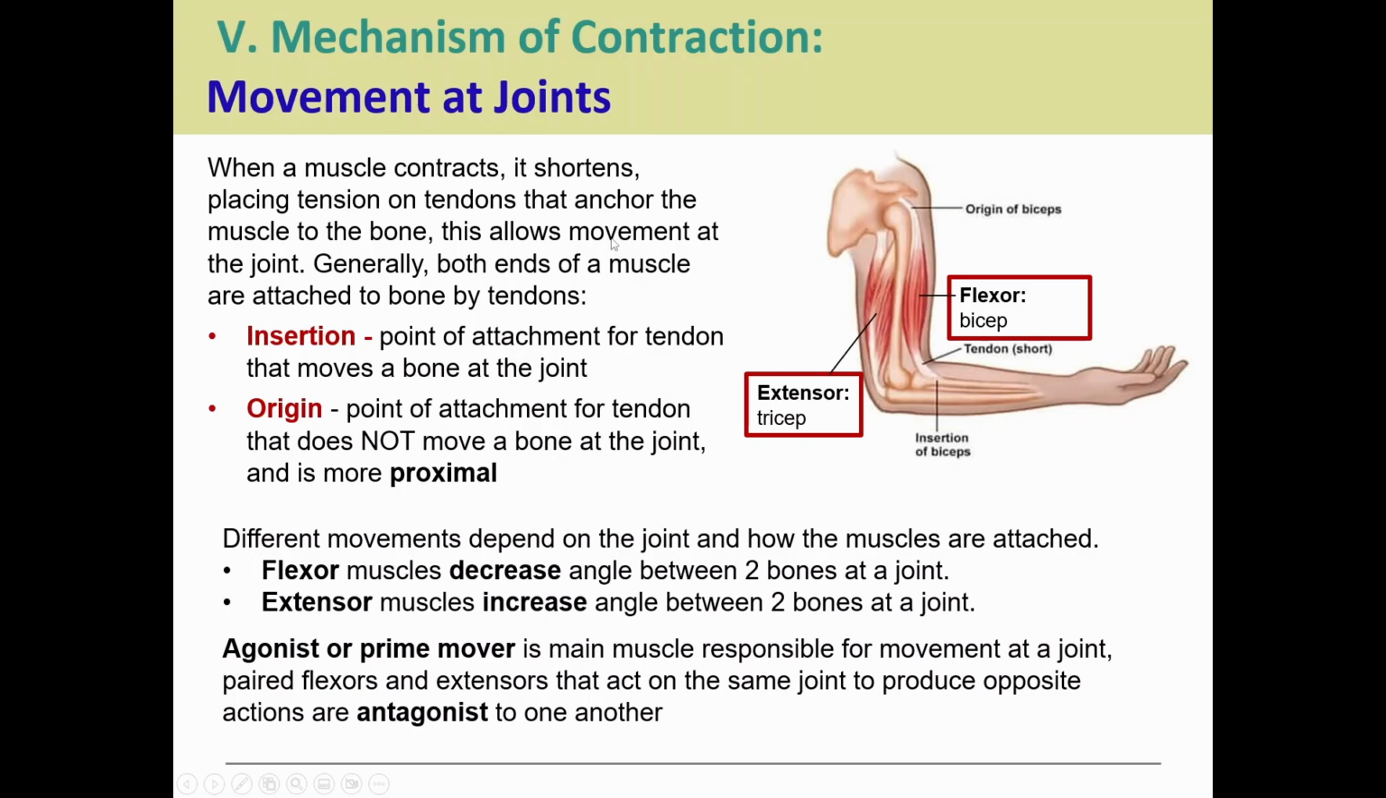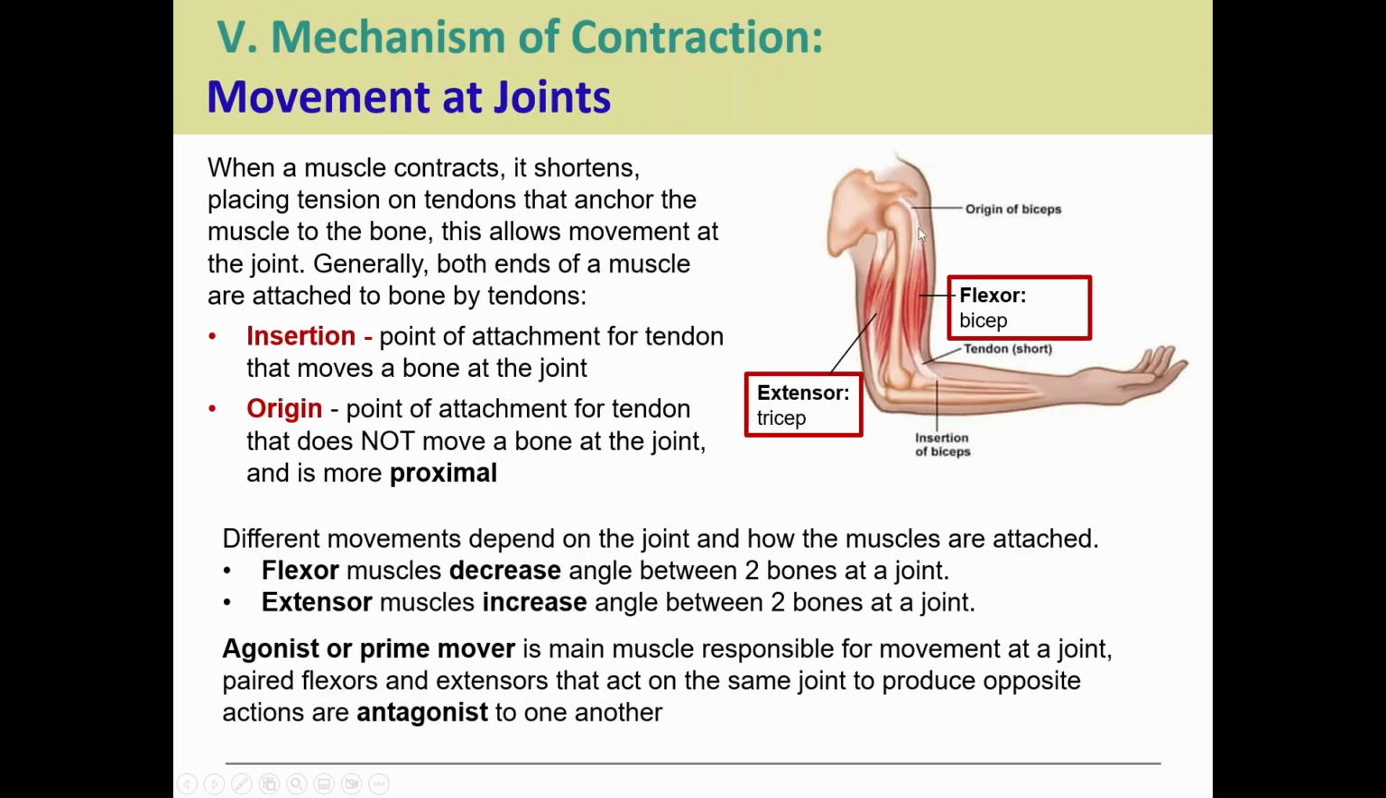I'm going to go through this very quickly because this is, again, review from anatomy, but remember when a muscle contracts, it shortens. We allow movement because when this muscle shortens, it pulls on the bone across a joint. The insertion of a muscle is going to be the attachment point across the joint that is going to move. The origin is on the unmoving part.